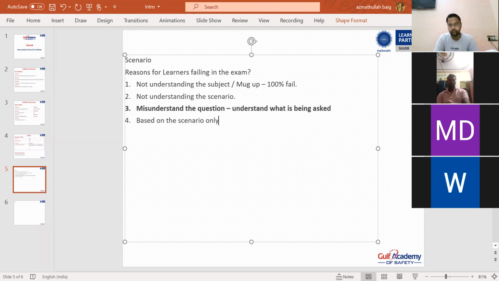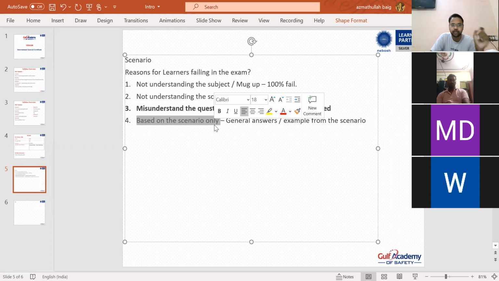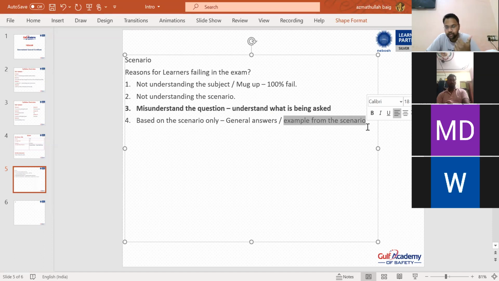Next, there are certain questions where it will be clearly mentioned, based on the scenario only, a task will be given. So now what will students do? They will write general answers. They never take any example from the scenario, whereas it is clearly mentioned, based on the above scenario only, answer this particular question. They write general answers. They won't take any examples from the scenario. So these are the reasons why people, or you can say students, fail in the exam. This is the main reason.